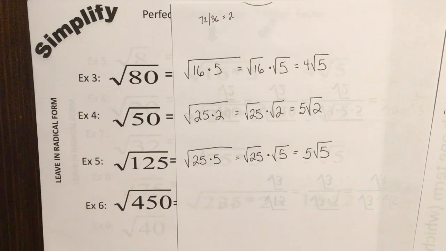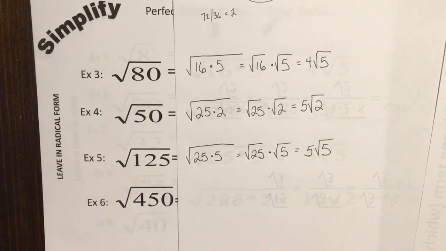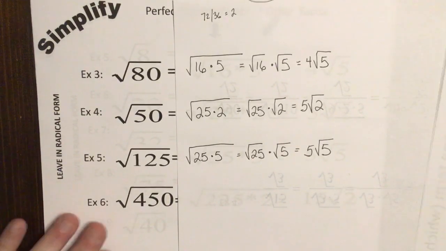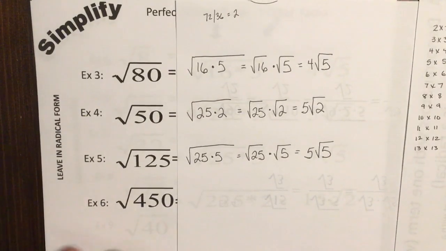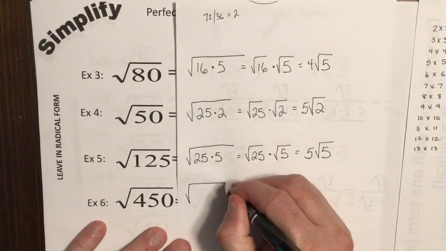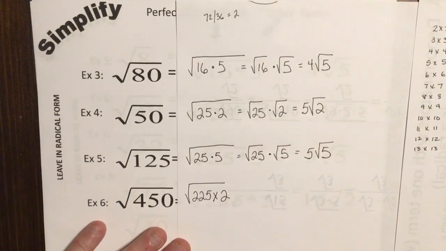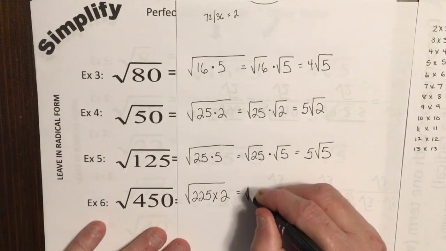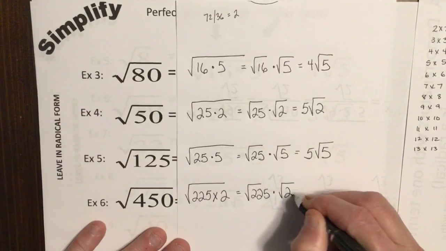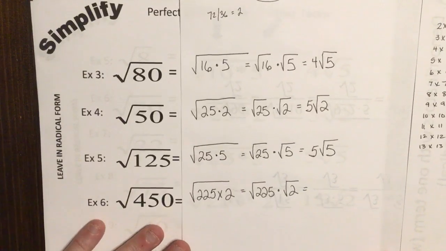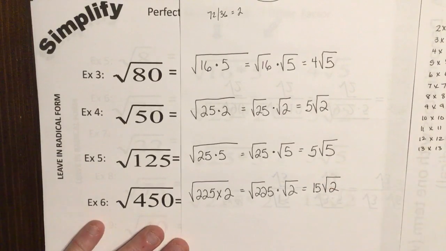All right. Next one. 450. I'd have to go a little bit higher than what I got here on this sheet. But I do know what it is. Square root of 225 times 2, which is square root of 225 times the square root of 2. Square root of 225 is 15, and I leave 2 inside the radical.